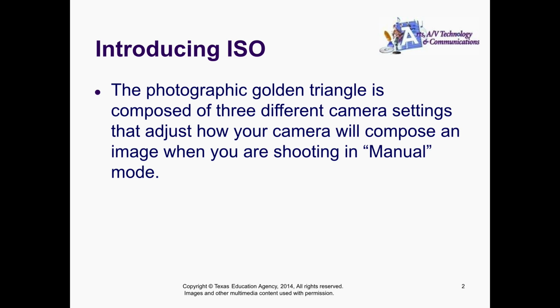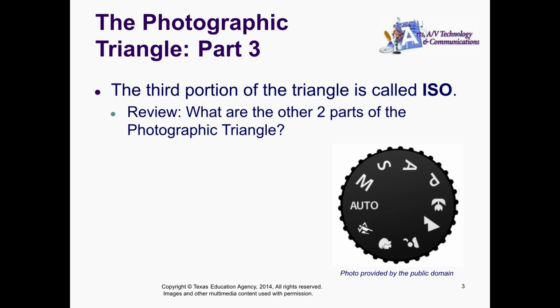The photographic golden triangle is composed of 3 different camera settings that adjust how your camera will compose, and you'll shoot in manual mode. We haven't started that yet, right? You don't have to write that down because that's on every single slide. Part 3 is called ISO. All right, we just reviewed what part 1 and 2 are.